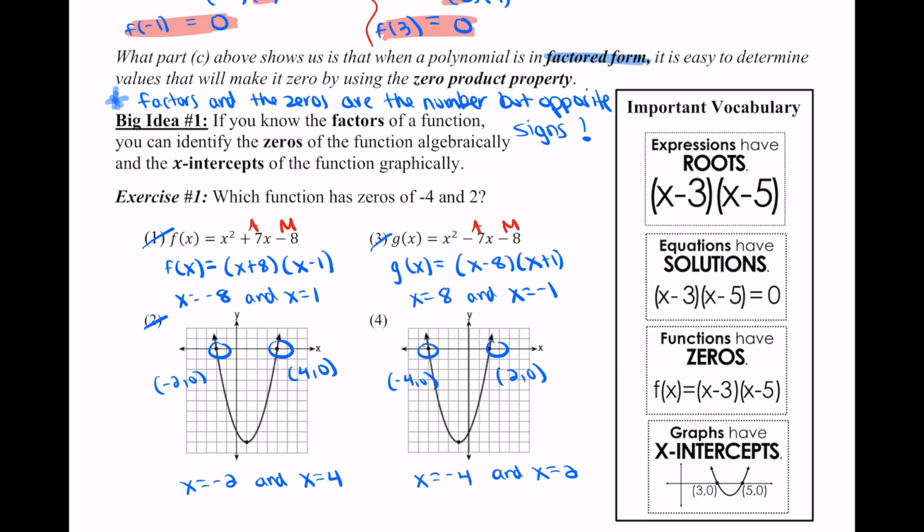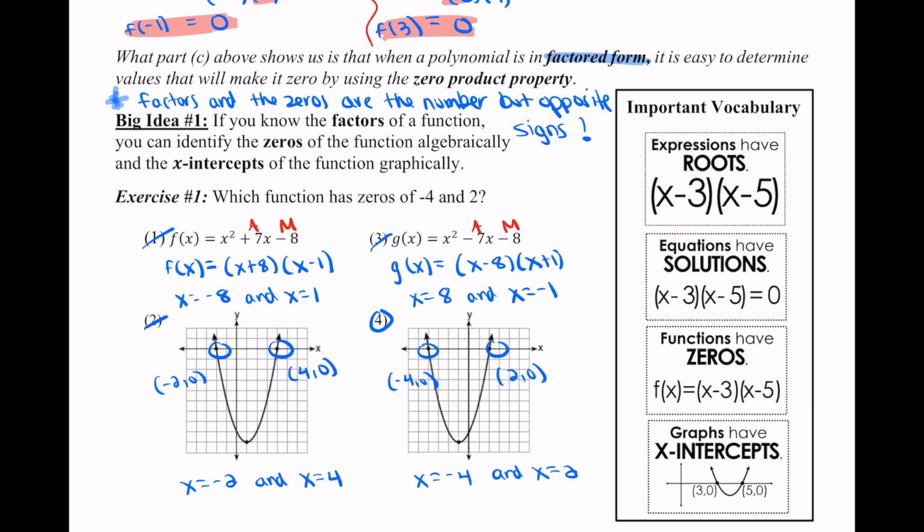All right, in answer choice number 3, the factored form is (x - 8)(x + 1), giving you zeros of 8 and -1. Not the correct answer. Answer option number 4 is the correct answer. X-intercepts of (-4, 0) and (2, 0), giving us our zeros of -4 and 2.